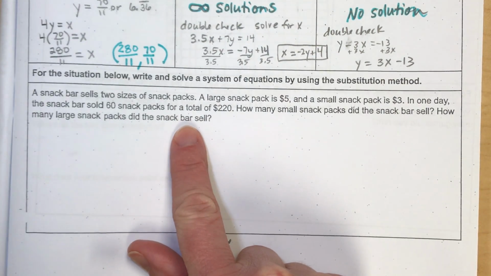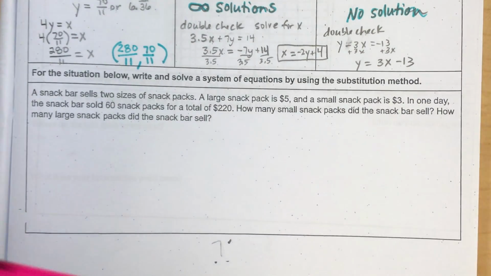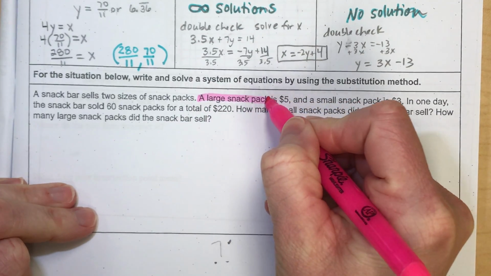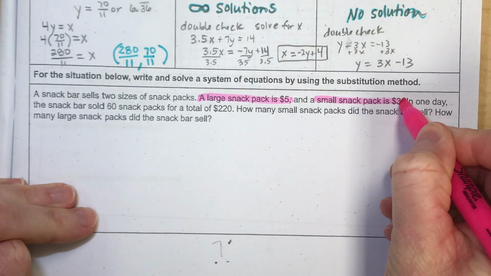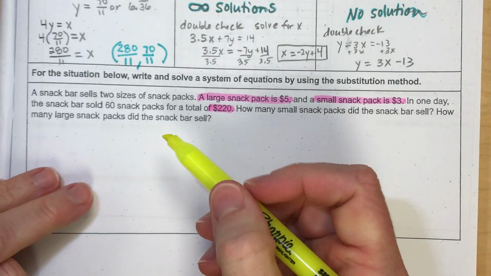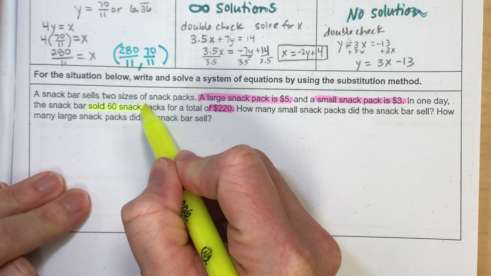So I'm going to come up with two equations here, and one of them has to do with our amount of money, the large snack pack and the small snack pack and the $220. And then the other equation is going to have to do with just the total number of snack packs sold.